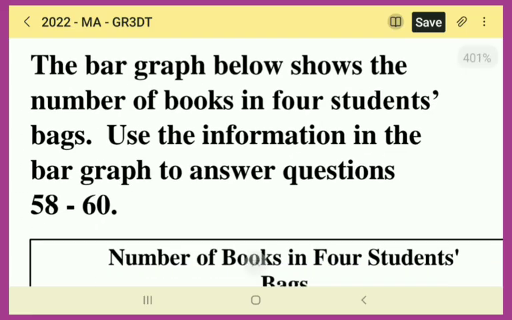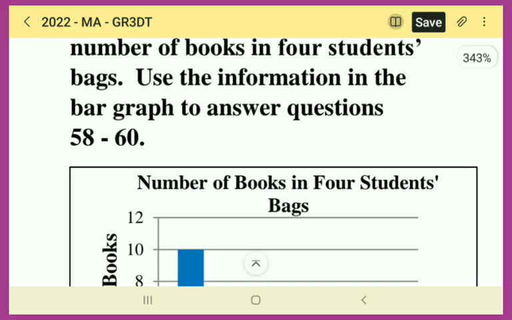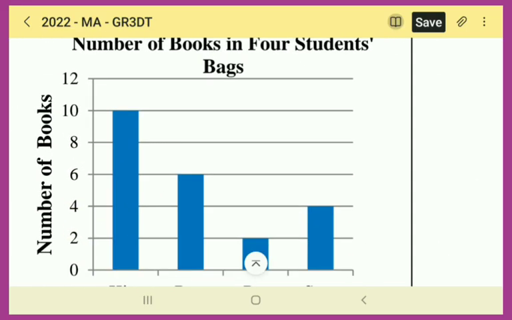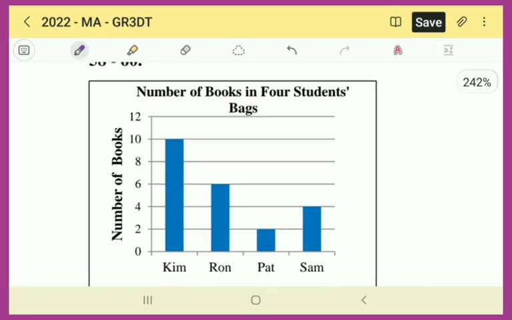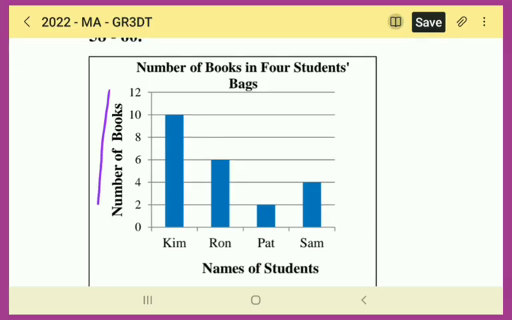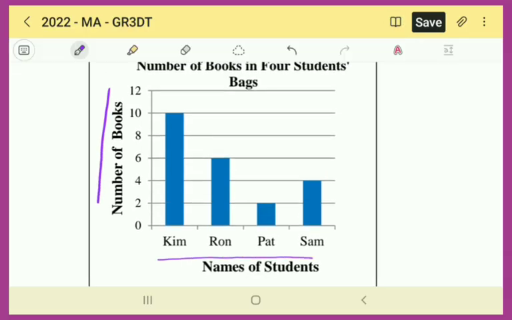So we're working on the last set of items. Let's look at the bar graph. It says number of books in 4 students' bags. Look at the side here. The vertical side is showing you the number of books. Horizontal is showing you the names of the students. So we have Kim. How many books are in Kim's bag? 10. How many in Ron's? He has 6. And Pat is carrying 2, while Sam has 4 books in his bag.